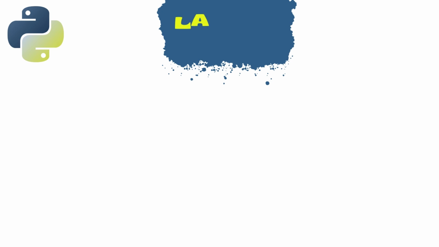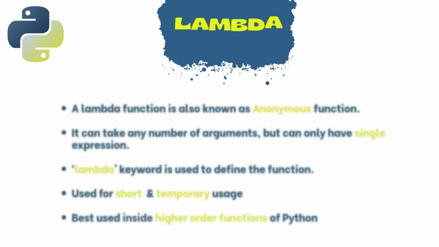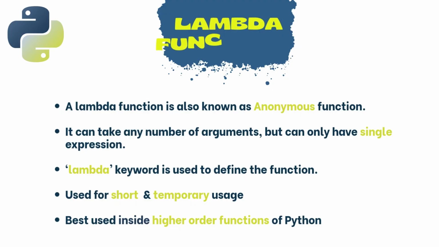Lambda functions are also called anonymous functions. An anonymous function is a function defined without a name. As we know, to define a normal function in Python, we need to use the def keyword. But in the case of anonymous functions, we use the lambda keyword to define the functions.